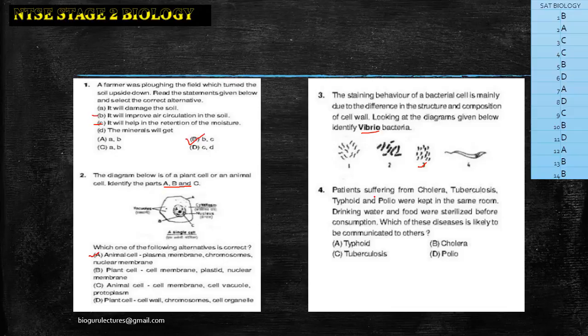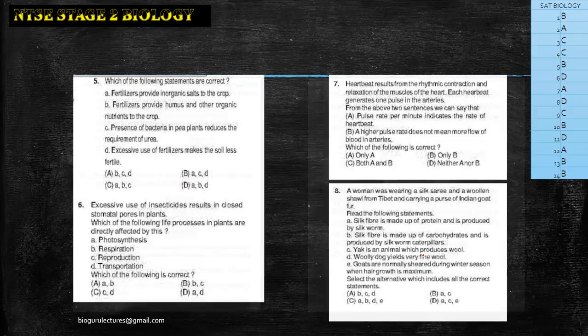Next, patients suffering from cholera, tuberculosis, typhoid, and polio were kept in the same room. So this is clear. Drinking water and food were sterilized before consumption. So which of these diseases is likely to be communicated to others? We knew that typhoid, polio, all of them have different routes of infection of the healthy persons. And when you see here, when the food and water are sterilized, the remaining unsterilized one is air. So tuberculosis caused by Mycobacterium tuberculosis has more chances of spreading in the same room. Right? Let's continue with the next slide.